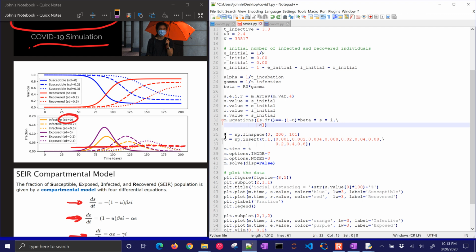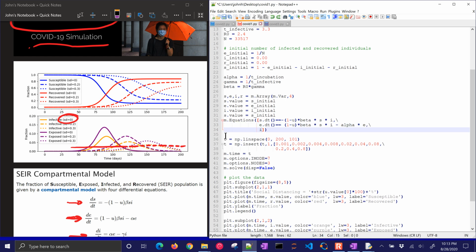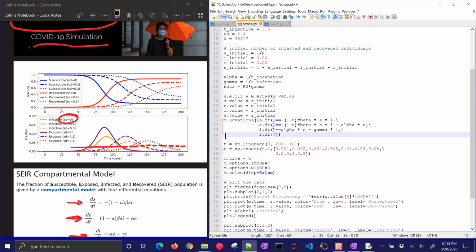I'm just going to create another equation. The differential equals, same thing, but I have minus alpha times E. And I have I dt with the parentheses there. And then the rest of these are just like we reviewed before. Okay, so there are my differential equations in Gekko.